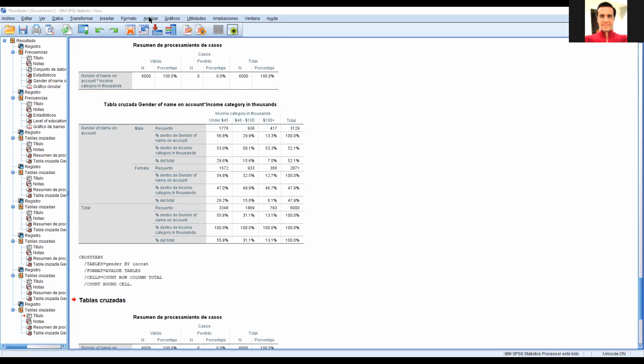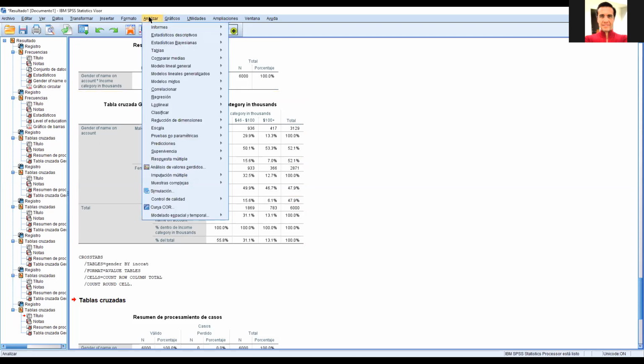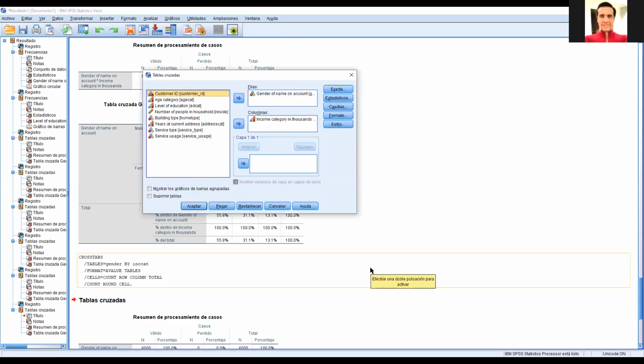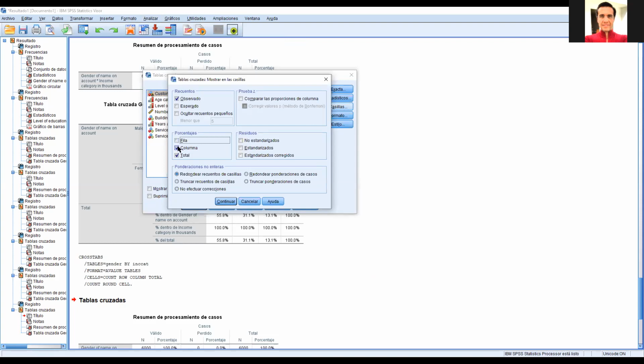We are going to go to Analyze, Statistic, Descriptive, Cross Tables. We are going to have Gender and Income. Is everyone looking at my screen and following what I'm saying? Yes. Perfect. I am going to choose cells, casillas. And look at this. I am only going to leave observed and expected.